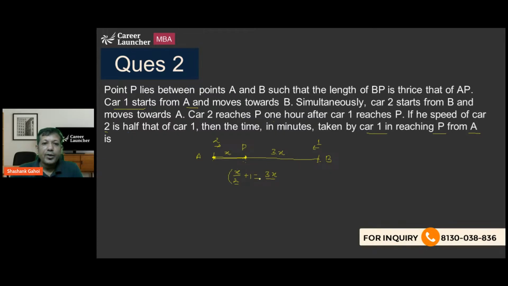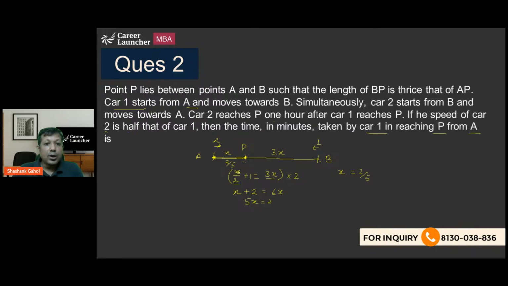Okay, what we are going to do, let's multiply everything by 2. So it is going to be what? x by 2 into 2 is x, 1 into 2 is 2, and it is going to be 6x. Okay, so 5x comes out to be 2. So x comes out to be 2 by 5.